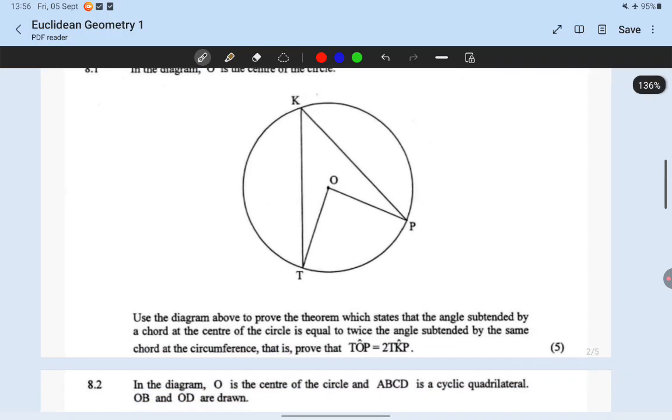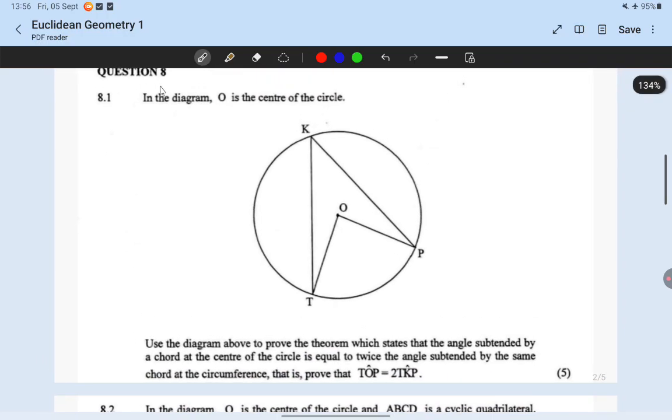So in this one, they said in the diagram, O is the center of the circle. We can see that. Use the diagram to prove the theorem which states that the angle subtended by the chord at the center of the circle is equivalent to twice the angle subtended by the same chord at the circumference. So we are trying to prove that angle TOP should be 2 times this angle. That is what we are trying to prove.